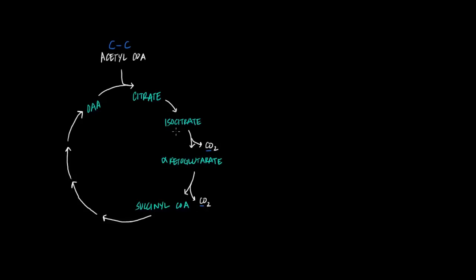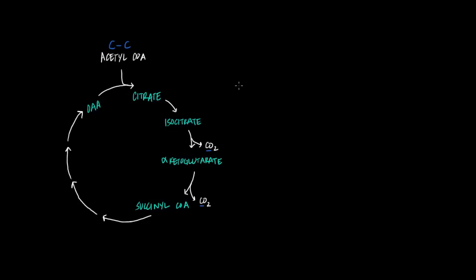And as it's oxidized and loses its carbon dioxide, acetyl-CoA also allows us to produce the electron carrier molecules FADH2 and NADH, which, if you recall, go to the electron transport chain to allow us to produce ATP.